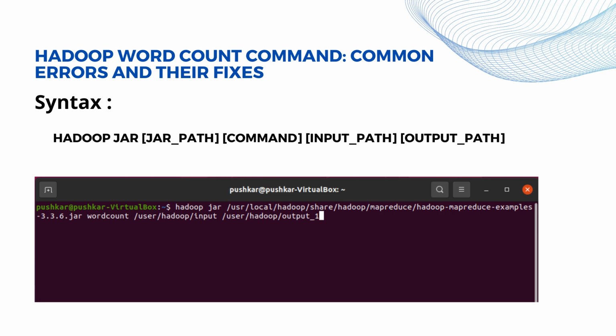Hadoop jar is the command to run a Hadoop job, and the jar path specifies the location of the jar file containing the word count program. Word count is the specific program we are executing from the jar file, and the input path is where the input file resides in HDFS, and the output path is where the program output will be stored.